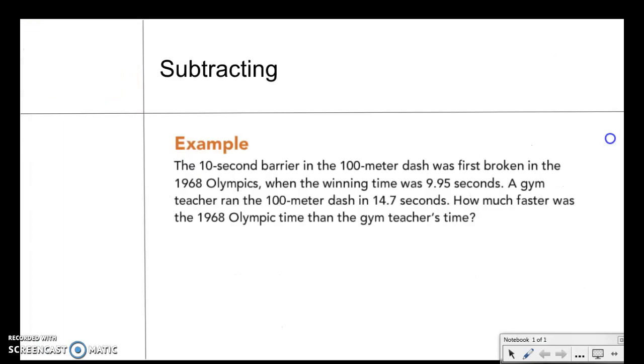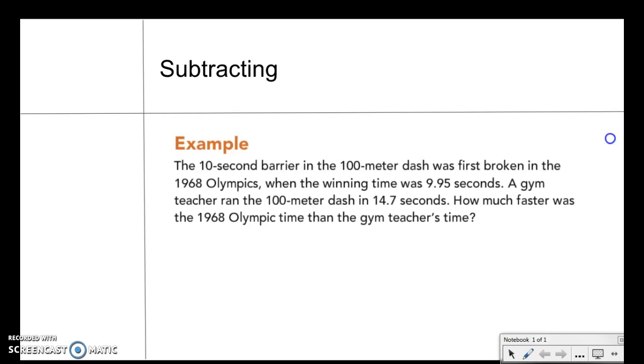Okay, so if you want to copy this down, you may. Actually, I do want you to copy this down. So for the example, the 10-second barrier in the 100-meter dash was first broken in the 1968 Olympics, when the winning time was 9.95 seconds. A gym teacher ran the 100-meter dash in 14.7 seconds. How much faster was the 1968 Olympic time than the gym teacher's time?